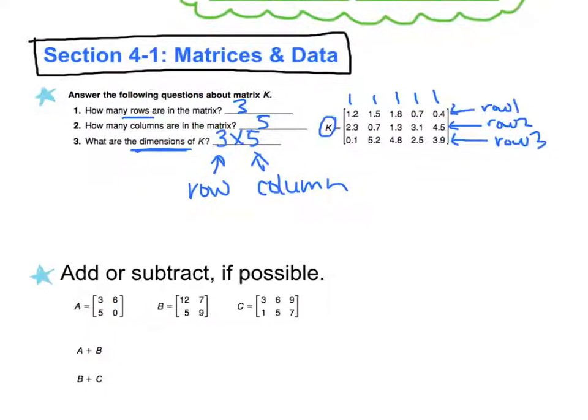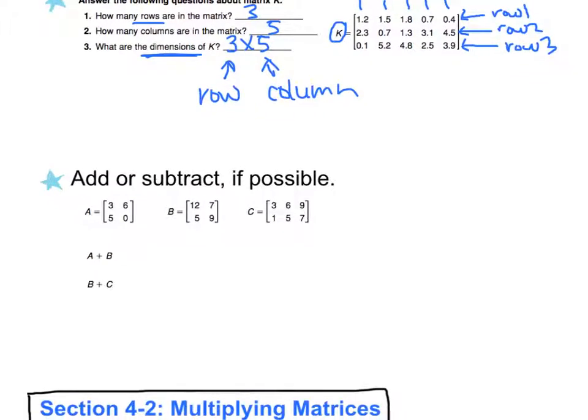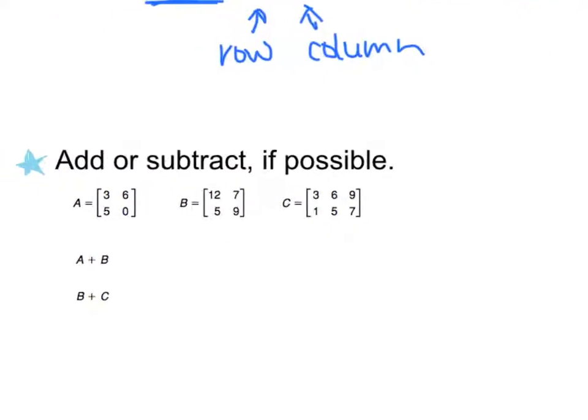The second part down here is on adding and subtracting if possible. So we've got our 3 matrices. The big important thing about adding and subtracting matrices is that you need to make sure the dimensions are the same. A is a 2 by 2, B is a 2 by 2, and C is going to be a 2 by 3 dimension matrix. In order to add and subtract, we need to have the same dimensions. If not, then just write not possible.